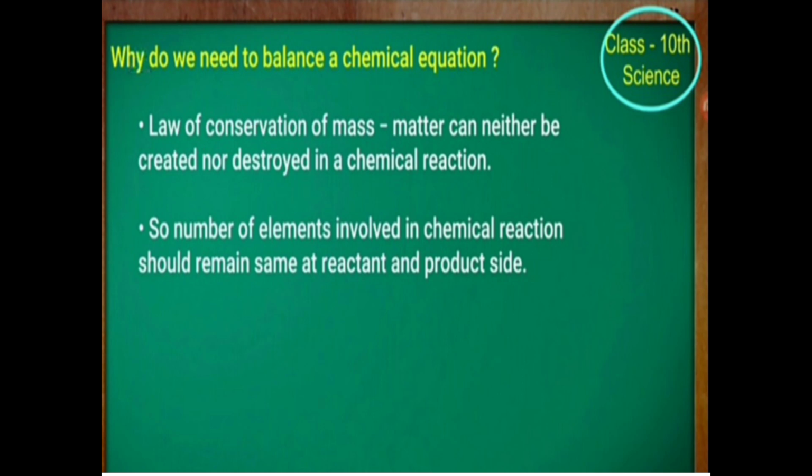Now, why do we need to balance a chemical equation? We studied how to balance a chemical equation, and I hope you have understood it. But what is the need of doing so? It is due to the law of conservation of mass. The first reason is the law of conservation of mass, that matter can neither be created nor destroyed in a chemical reaction. And so the number of elements involved in a chemical reaction should remain the same on the reactant and product side. That's why we need to balance a chemical equation.